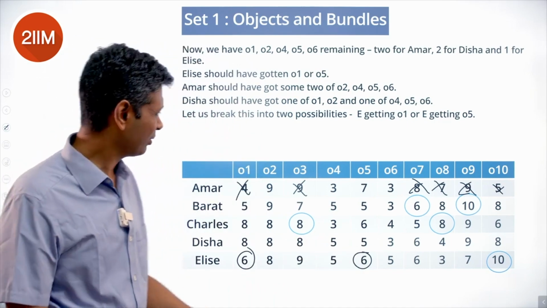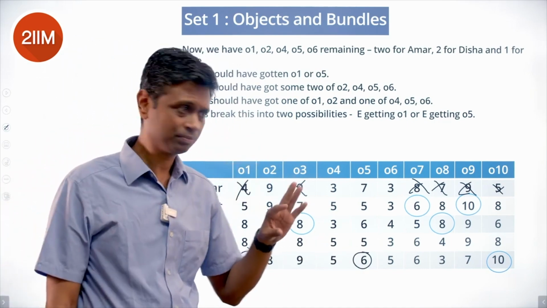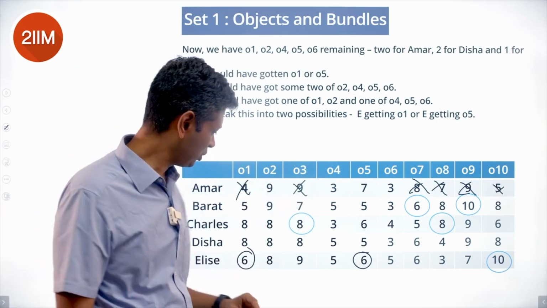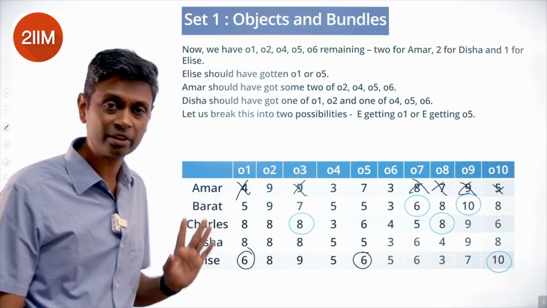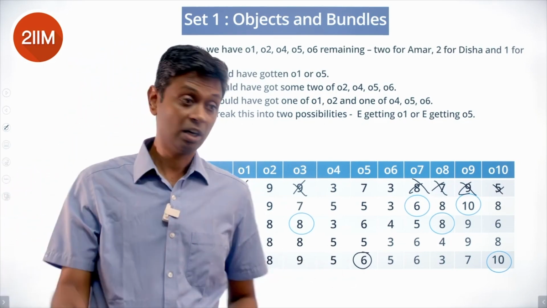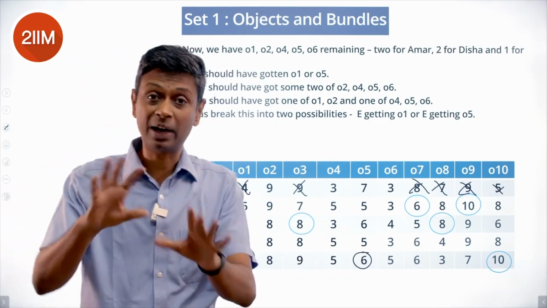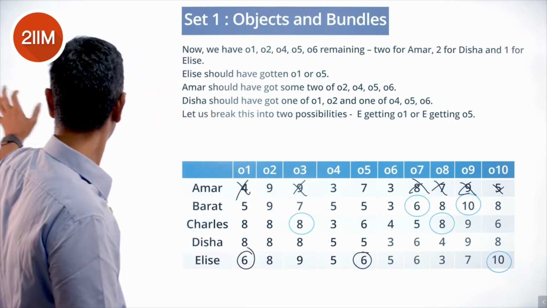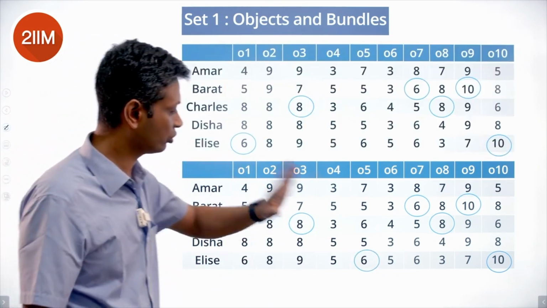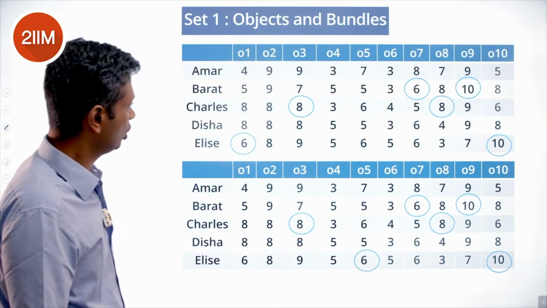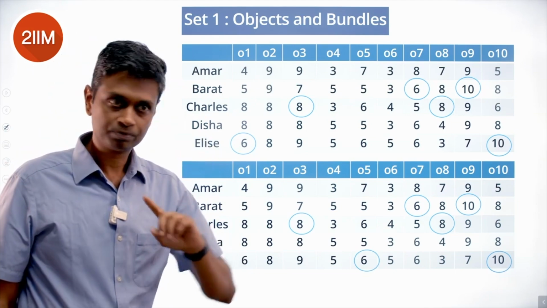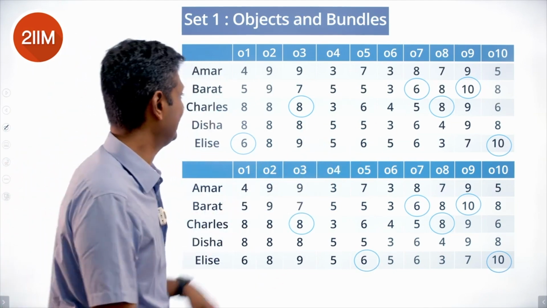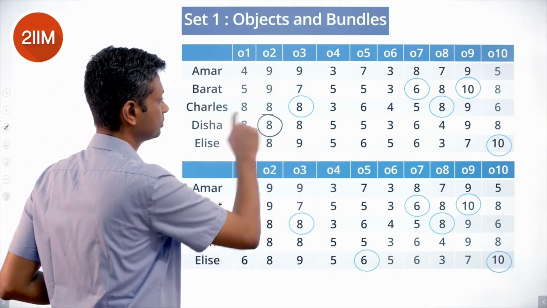Now, there are multiple combinations for Amar. 2 out of these 4. Multiple for Disha. Elise, it is clear. Either this 6 or this 6. So let's break it into 2 parts and give one of the 6s to Elise in each part and then build from there. Put the 6 here, put the 6 here. Nice. So let's think about it. Disha's total adds up to an odd number. So she should have got one of these and 8. So this 8 goes in automatically.